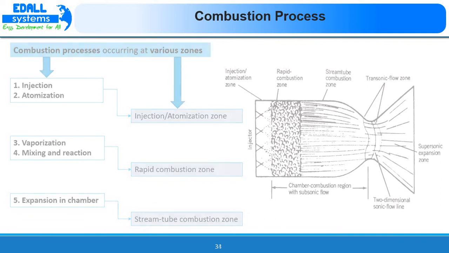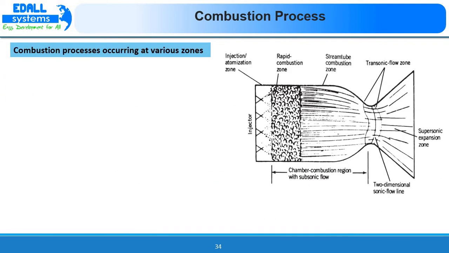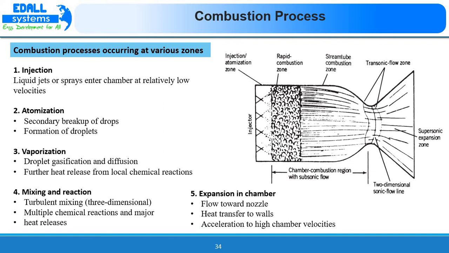We'll discuss each of these processes in brief. In the injection process, the liquid jets or sprays enter the chamber at relatively low velocities. This injection is of liquid oxidizers and liquid fuels, which enter as sprays or small jets through injector orifices. The second process is atomization, where the formation of droplets and secondary breakup of droplets begins. In the vaporization phase, droplet gasification and diffusion happens, with further heat release from local chemical reactions. From here the combustion starts, in the rapid combustion zone.